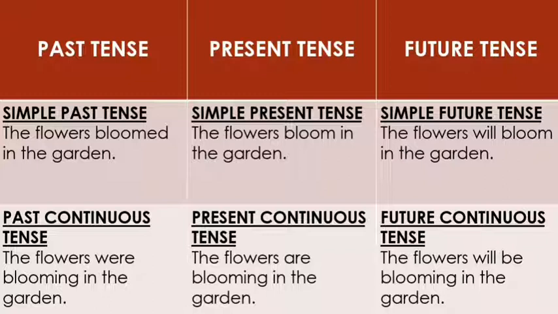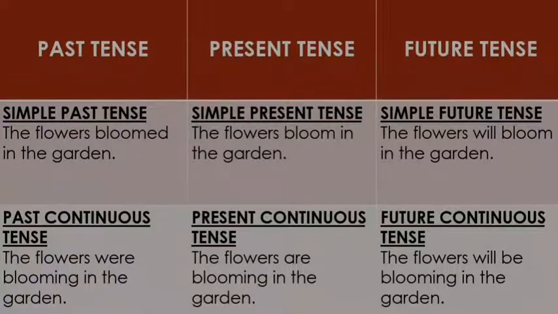In present continuous tense, the sentence is: The flowers are blooming in the garden. Flowers is plural, so that's why we have written are as the helping verb. Then we have written the first form of the verb and added ing to it. And in the garden is the object.